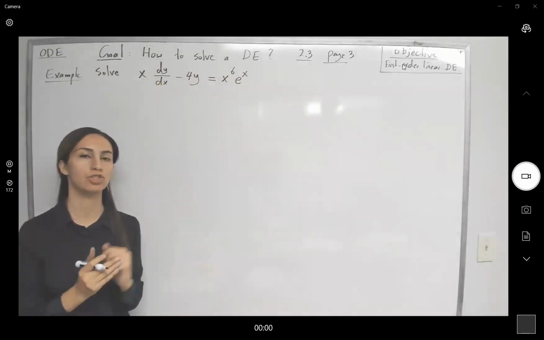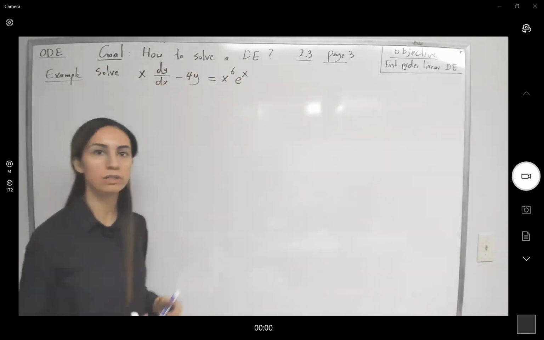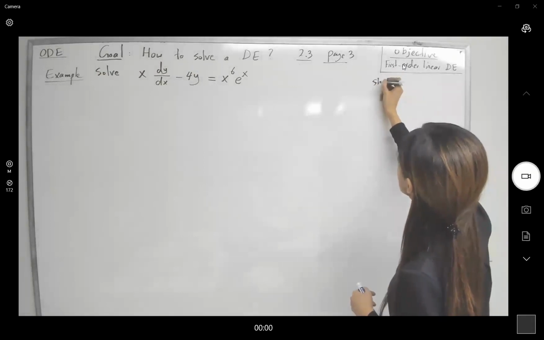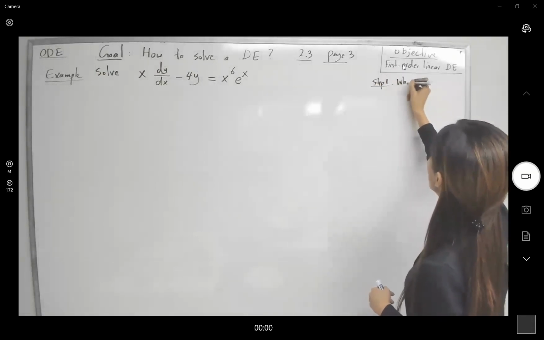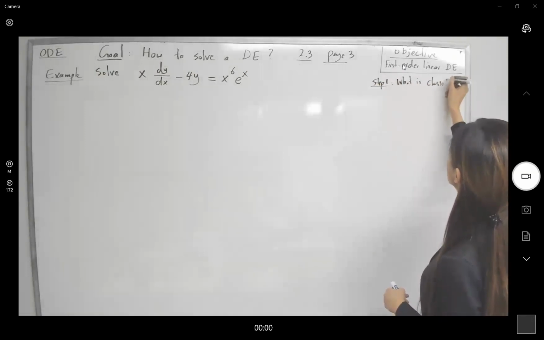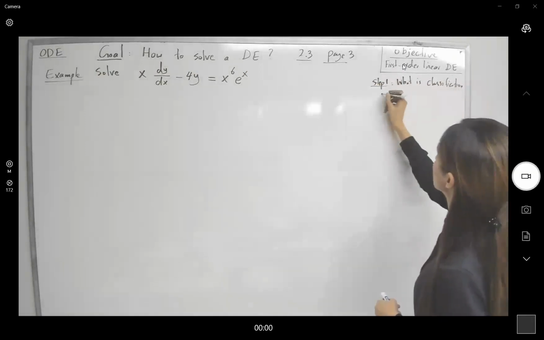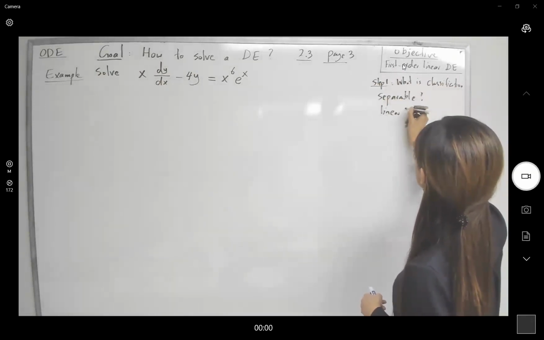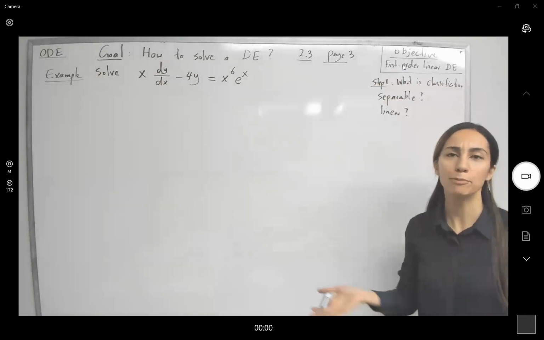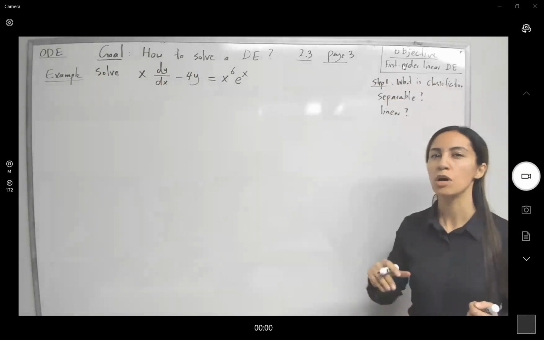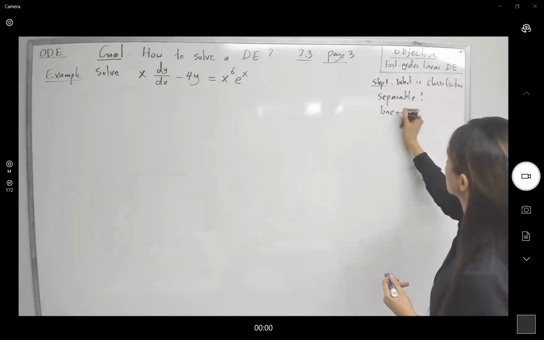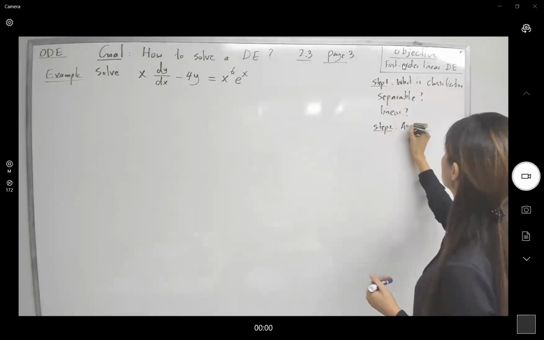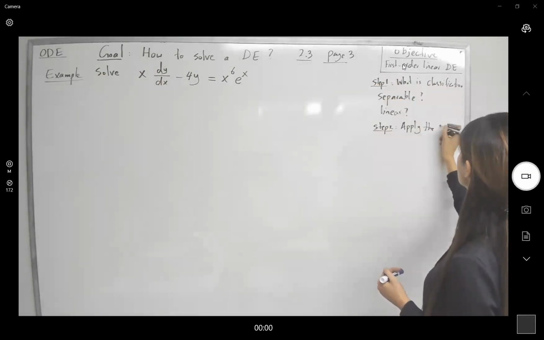Our very first step is to check the classification. Is it separable? Is it linear? So far we just talked about these two classifications, so we're going to mention those. Step 1, what is the classification? Is it separable? Is it linear? If it's separable, then take the integrals of both sides. If it's linear, then you have to follow some steps. In step 2, apply the method that we just learned.